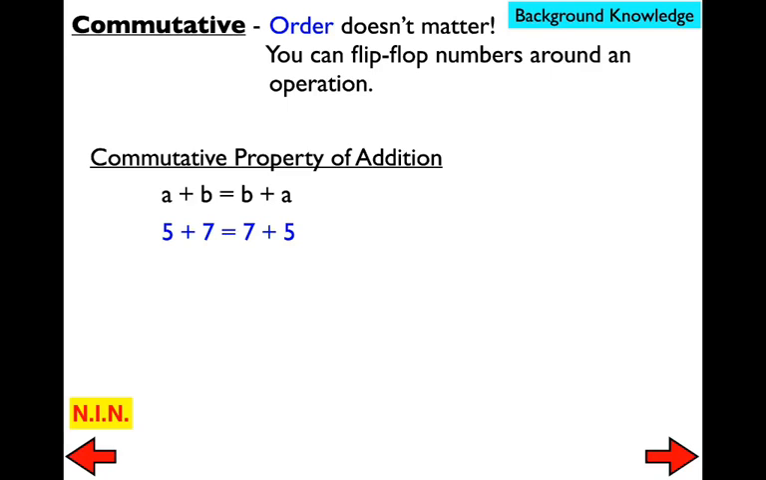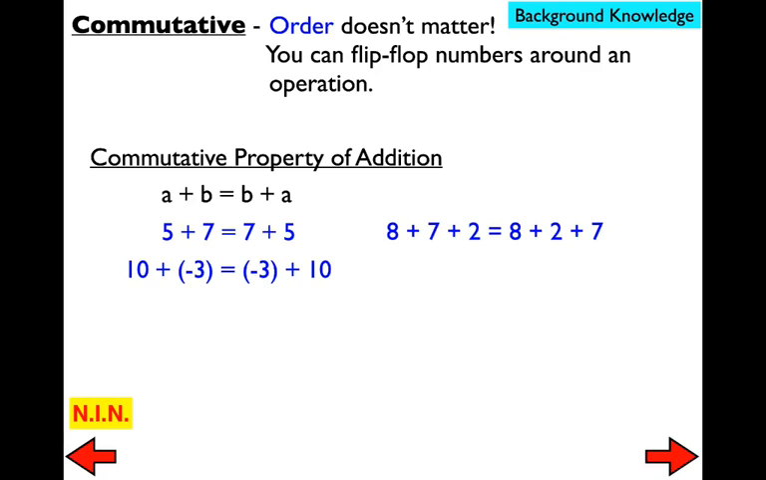And then some examples with numbers. 5 plus 7 is equal to 7 plus 5. That's kind of common sense. And this property some of you have been doing for years and you didn't even really know it. But it is the commutative property that allows us to flip-flop numbers around addition because it doesn't matter. You're going to get the same answer. 10 plus negative 3, the answer to that is 7. That's the same answer that you get if you flip-flop the negative 3 and the 10. Negative 3 plus 10 is also 7.